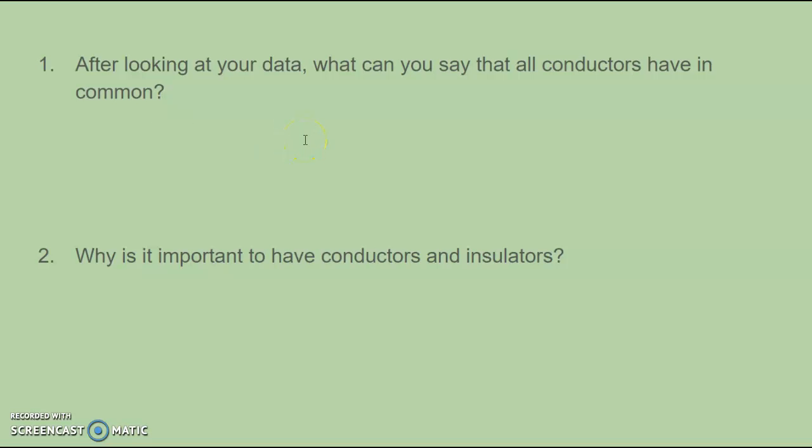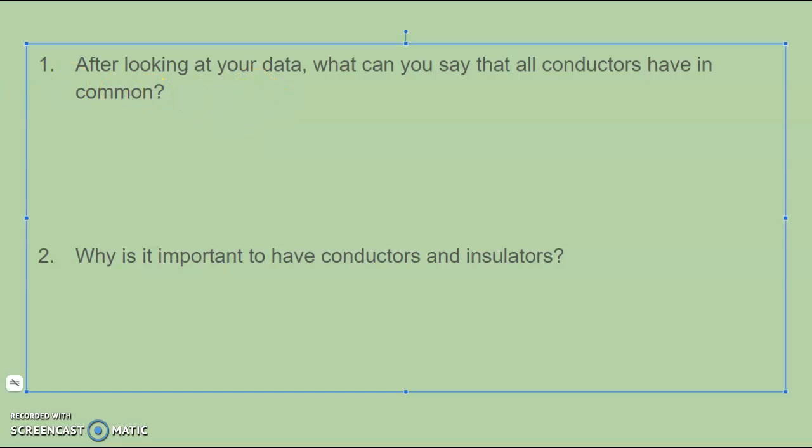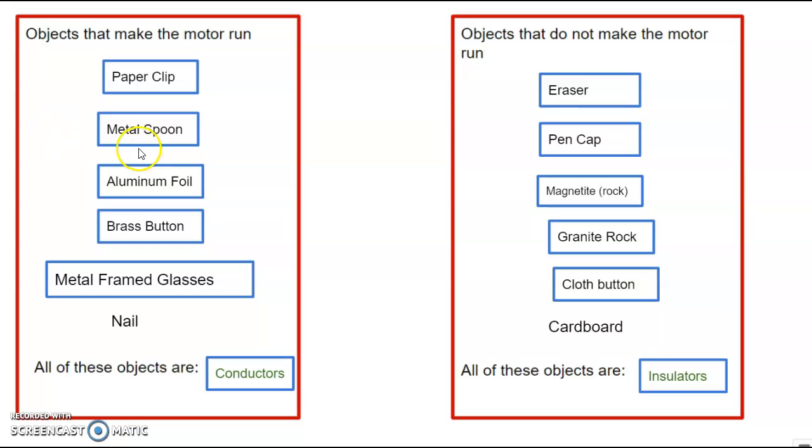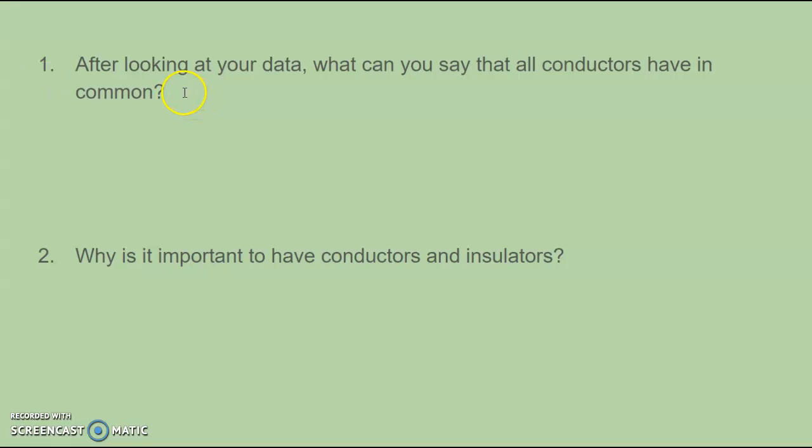All right, so here's the second part. After looking at your data, what can you say that all the conductors have in common? You're going to have to flip back and forth. If you look at this slide, all the conductors: paper clip, metal spoon, aluminum foil, brass button, and brass is what a saxophone or a trumpet are made out of, that yellowish, goldish color, metal frame glasses, and a nail. Think to yourself, what do those things have in common? And over here, you've got things like an eraser, a pen cap, cloth, cardboard. So take a minute, pause the video.